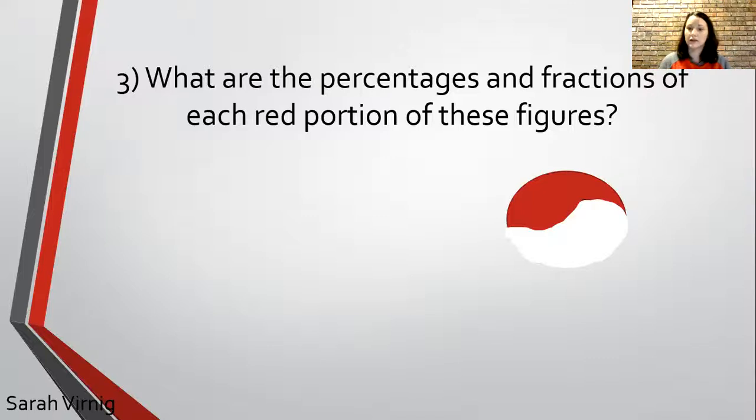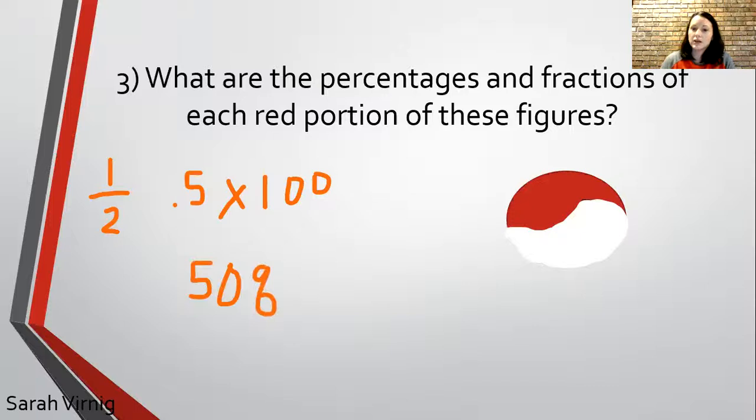So our fraction here is 1/2, because we have 2 pieces, and we have used 1 piece out of the 2. When we enter it into the calculator, we're going to get 0.5. When we multiply that by 100, we are going to get 50%. So 50% of this figure is being used, which is the same as 1/2, or 0.5.